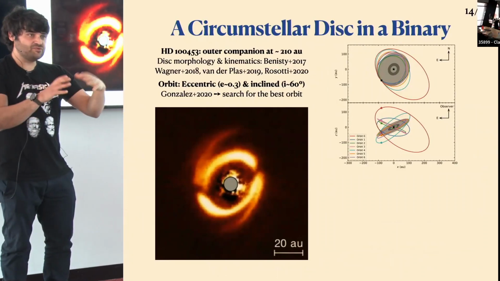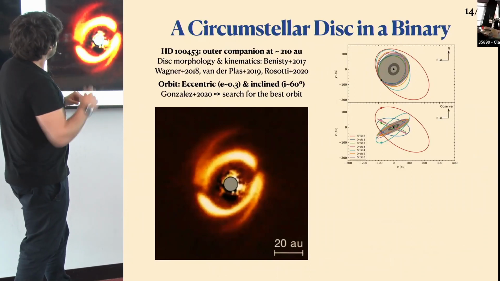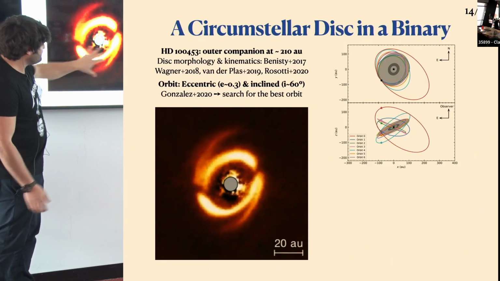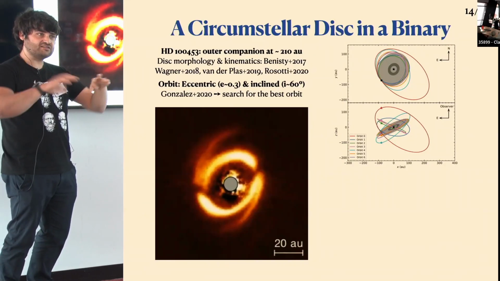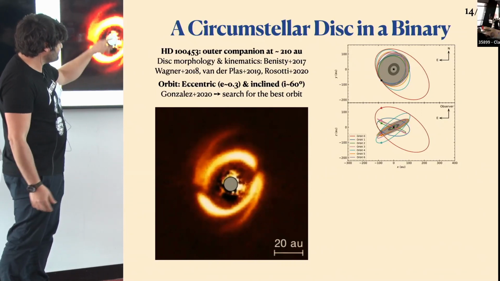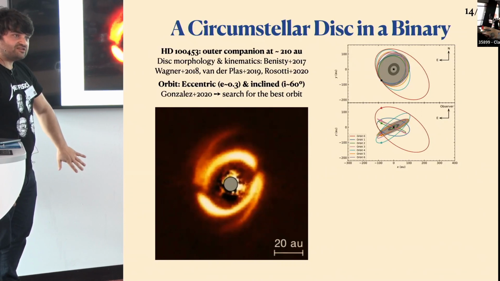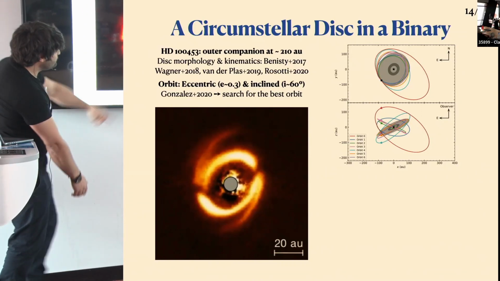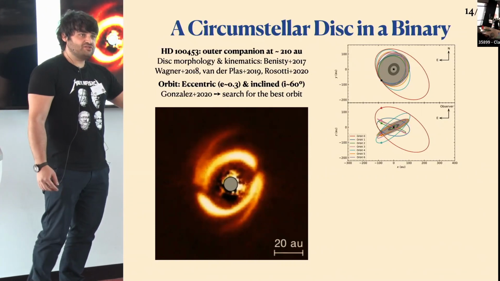There is a beautiful laboratory called HD 10453, where this is the disk that was observed. Again, scattered light, so very tiny dust particles re-emitting the light of the star. You hide the star here, and we know that there is a companion here, right? And you see that there are some spirals. But again, we have no clue of what's the orbit of the outer companion.